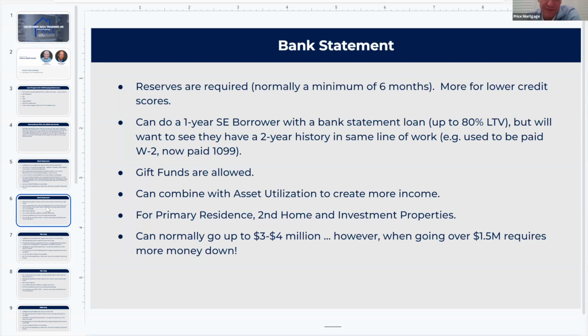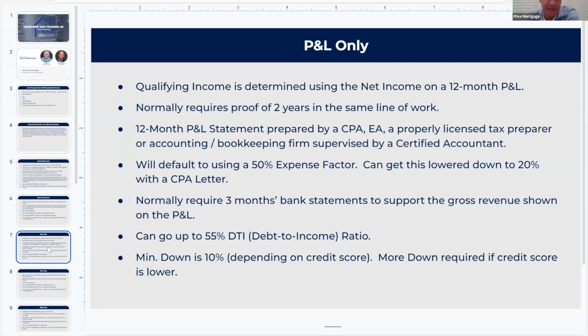And again, you can do these for primary residence, second homes, and investment properties. And as another note, you can do $3 and $4 million loans like this. It's just that when you go over about 1.5 million, they're going to require more money down. You're not going to be able to do 10% down at 3 million. Once you get there, there are no conventional or FHA loan limits. It's essentially what the investor wants to do. Correct. So that's bank statements.